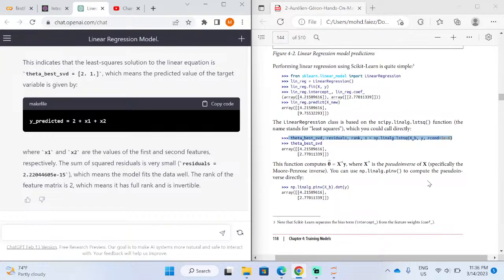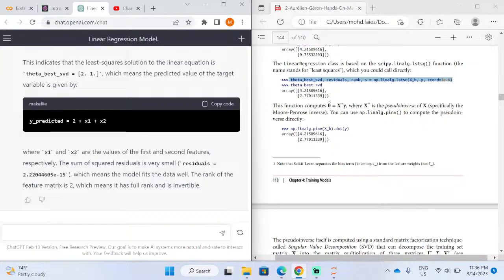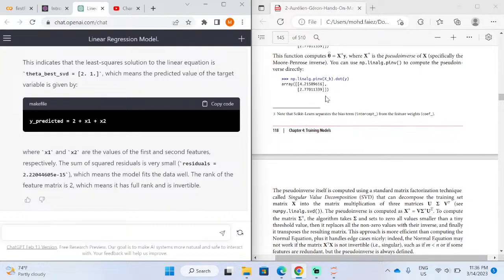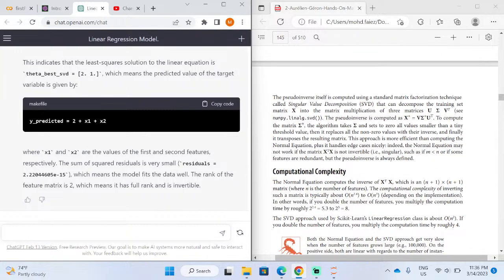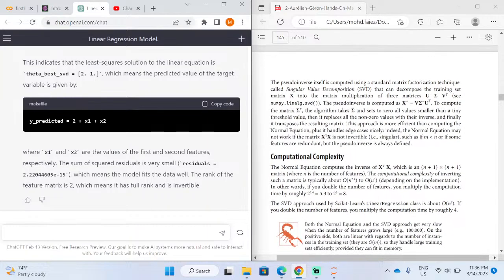The function computes theta_hat equal to the pseudo-inverse of X times y, specifically the Moore-Penrose inverse. You can use np.linalg.pinv to compute the pseudo-inverse directly. The pseudo-inverse itself is computed using a standard matrix factorization technique called singular value decomposition, which decomposes the training set matrix into the matrix multiplication of three matrices.